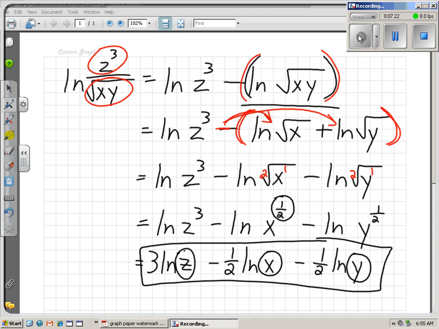They didn't have any roots over them or exponents or anything like that. We just kept simplifying until we had a plain z, a plain x, and a plain y. So that's kind of a rule of thumb. Just keep going and keep using those properties until you remove all the exponents and roots and stuff around them.